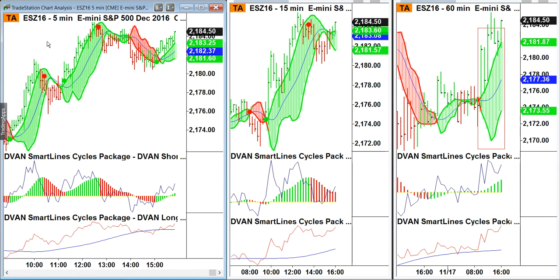This is a very popular chart setup with the DVAN SmartLines system, 5-minute, 15-minute, and 60-minute. You can also trade quicker or longer time frames, also range bars, Renko bars, tick bars, volume.